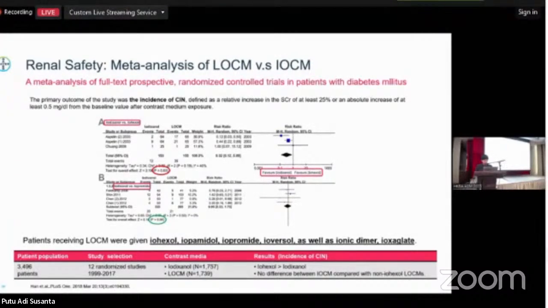And similar to the previous results, in the upper panel you can see the risk of contrast-induced nephropathy is only significantly higher if the comparison is made between iodixanol and iohexol. And in the lower panel, if the comparison is made between iodixanol and iopromide, then the CIN risk is actually comparable.